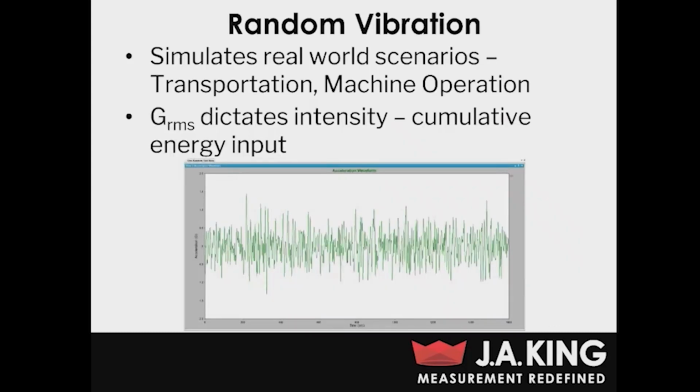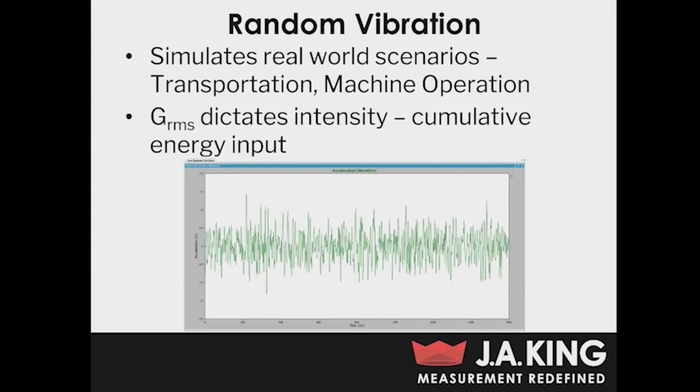So random vibration oftentimes is used to simulate some sort of real world vibration scenario, whether it be transportation or machine operation, any of those real world vibration scenarios that we talked about a little bit at the beginning of this presentation. That's what you would use random vibration for. It's much more realistic than sinusoidal vibration, and that's because in the real world, the future of vibration is not predictable. So you need something much more random and sporadic to actually accurately simulate it.